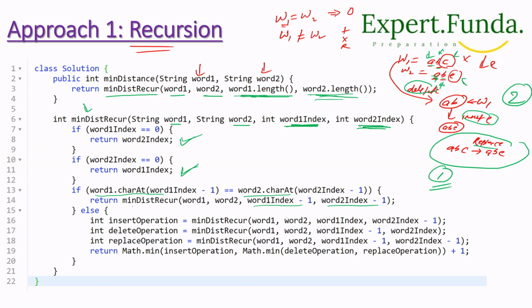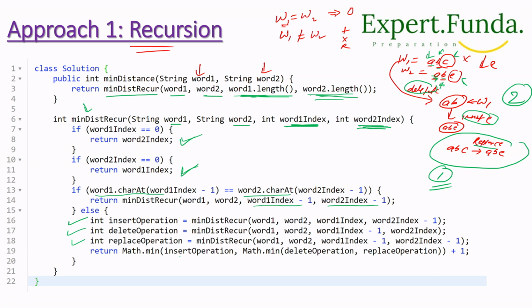So now, if the characters are not equal, like in the words word 1 gets C and word 2 gets E, in that case we check whether an insert operation is required, a delete operation is required, or a replace is required. Which one is required? We have three operations, so we will do this: insert operation, delete operation, replace operation.